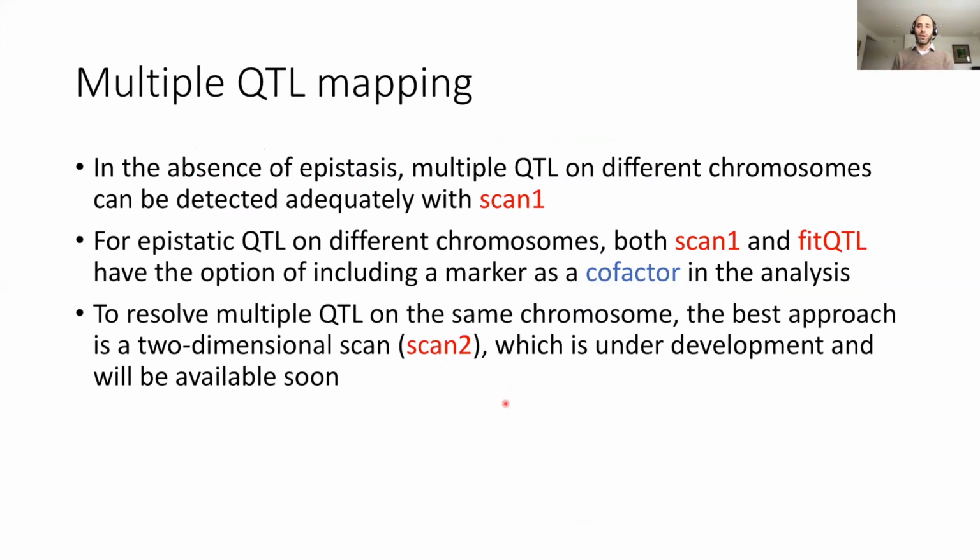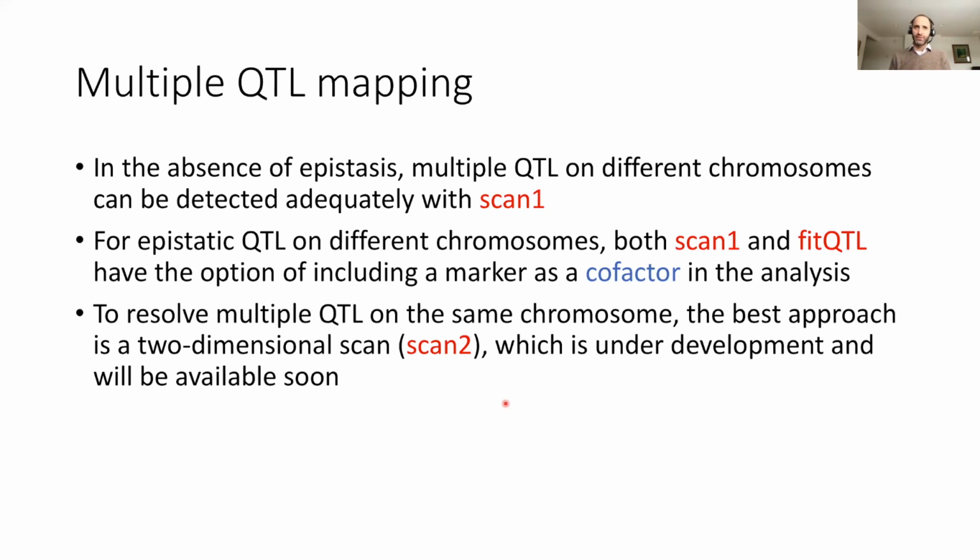A couple footnotes here, one about multiple QTL mapping. The functionality of the software for multiple QTL mapping is fairly rudimentary at this point, and we haven't really put it through the paces yet compared to some of the functionality that we just saw from Guy's presentation. But it does have the basic ability to fit a cofactor in the model when you're running the scan1 or when you're running the fit QTL. And the cofactor is just the name of another marker that you want to add in the regression analysis.